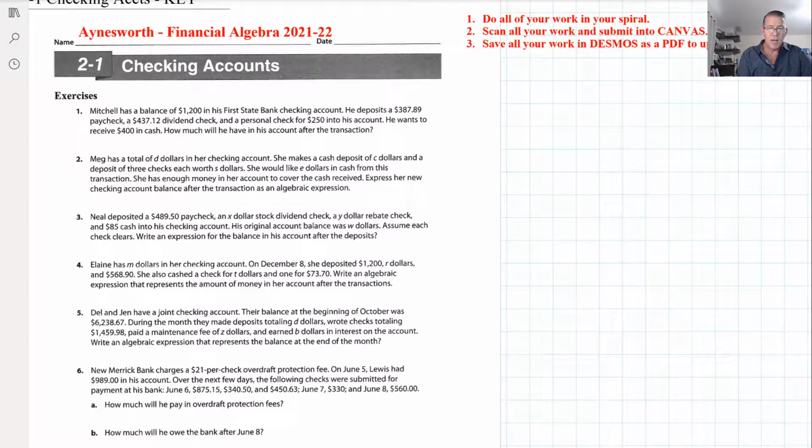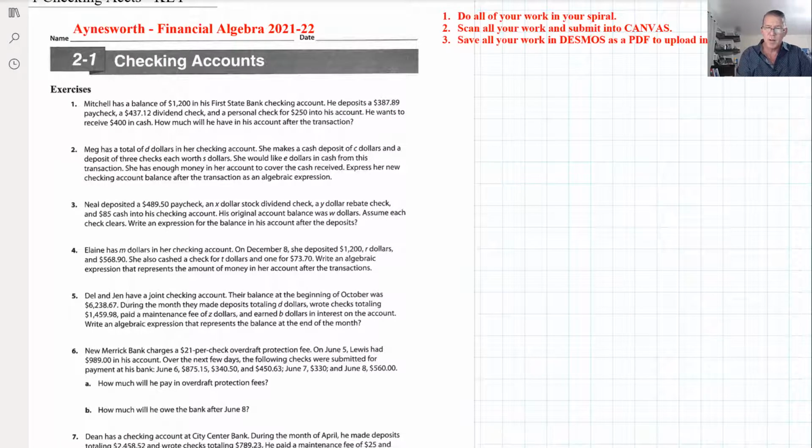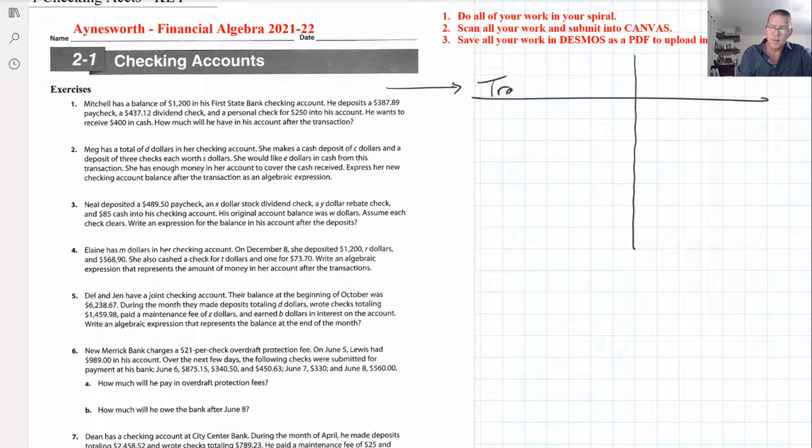So let's set up two columns in our spiral. We're going to do all our work off to the side for number one. I'm going to work a few with you here, not all of them, but a few. Again, set up a two-column table where we're going to put transactions on the left. Then we're going to keep track of the balance and how it goes up and down on the right. This would be our balance over time as the transactions occur, whether it's a deposit, a paycheck, or a debit.